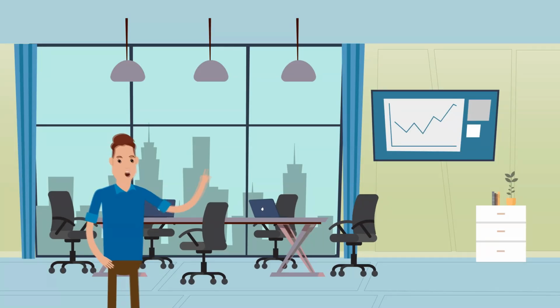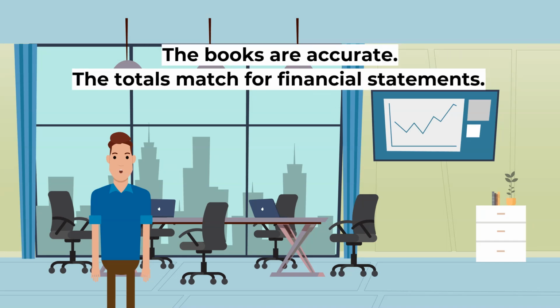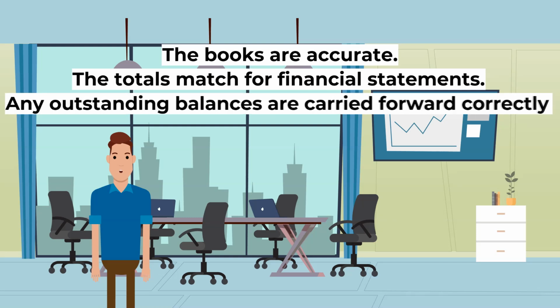In accounting, balancing off accounts means calculating the closing balance of an account at the end of a financial period. Each account in the general ledger needs to be balanced to ensure, firstly, the books are accurate. Secondly, the totals match for financial statements. And thirdly, any outstanding balances are carried forward correctly.